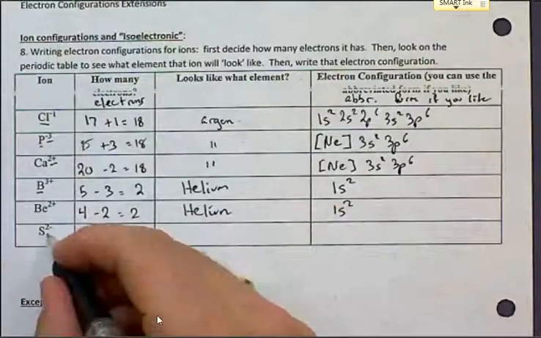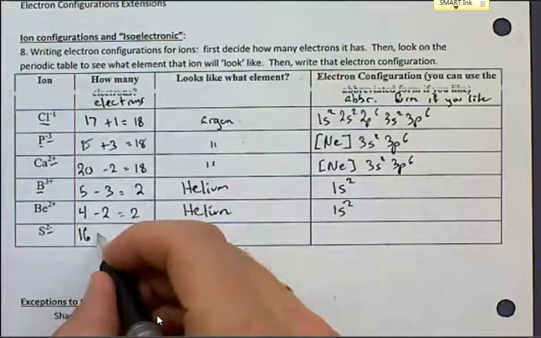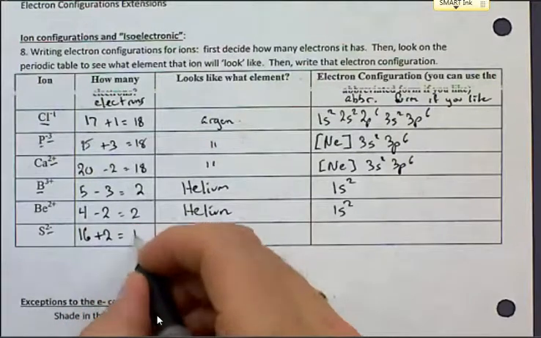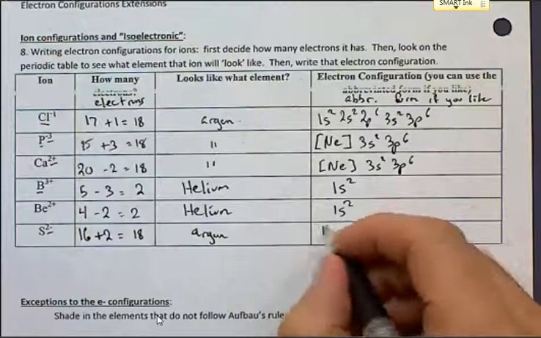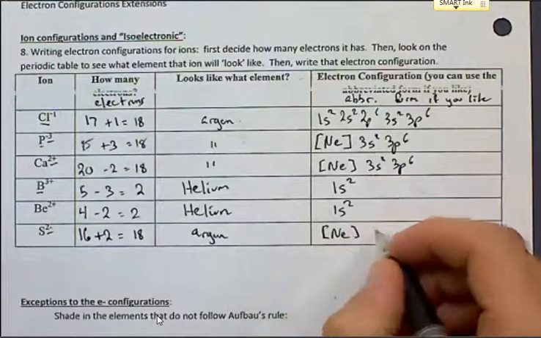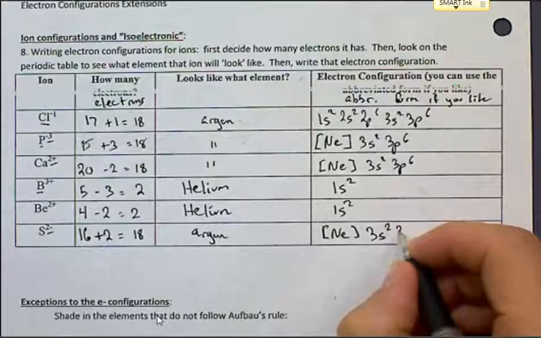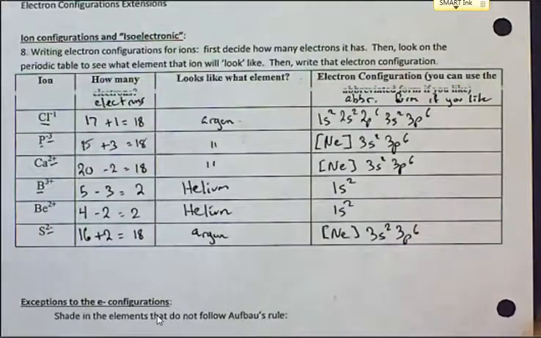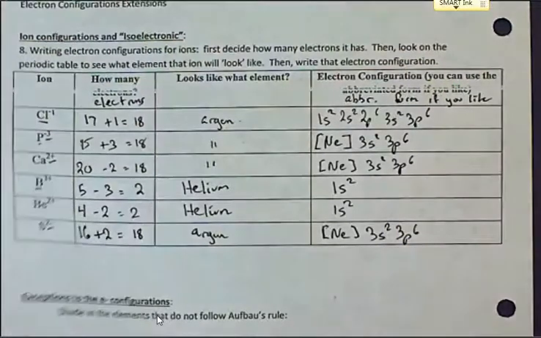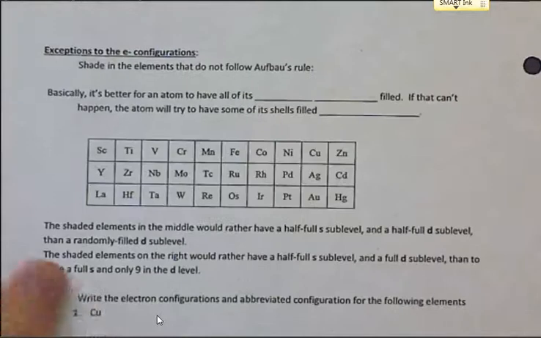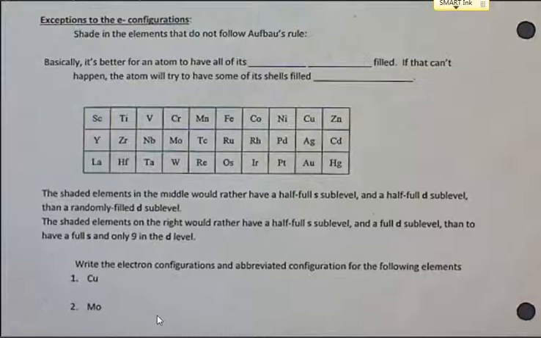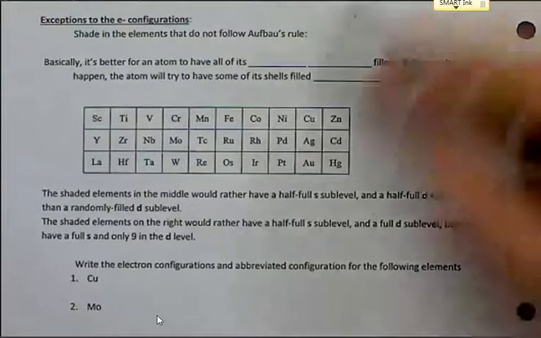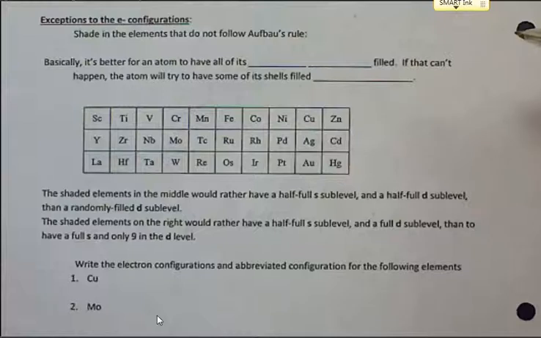Sulfur, the last one here. It starts off with 16 electrons, it has gained 2, now it has 18, so it looks like argon with, again, this electron configuration of neon 3s2, 3p6. The only other thing we're going to do is something that you don't need to know for our test, but if you're eventually going to go on to AP, then this is going to be good for you to know. There are exceptions to the electron configurations. Okay, we're going to shade in these guys as we learn it basically.